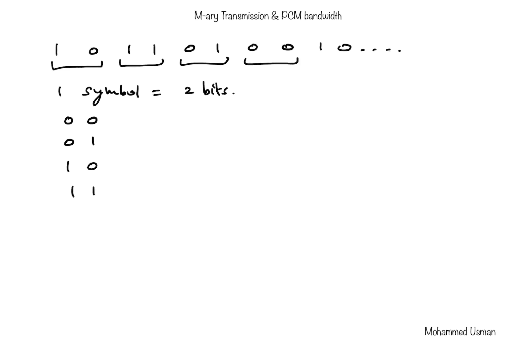So 0 0 we'll call symbol 1, 0 1 as symbol 2, 1 0 as symbol 3, and 1 1 as symbol 4. So we are combining bits and representing them as symbols, and then we are going to represent each of these symbols using a pulse. And because we have 4 possible symbols, we need 4 voltage levels to represent these symbols.